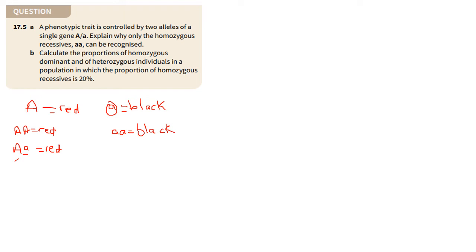Once they come out with black hair, then certainly they only have two recessive alleles, and that is why they would show black. This dominant allele here will mask the effect of the recessive allele, so the organism would still come out red. I hope that's clear.